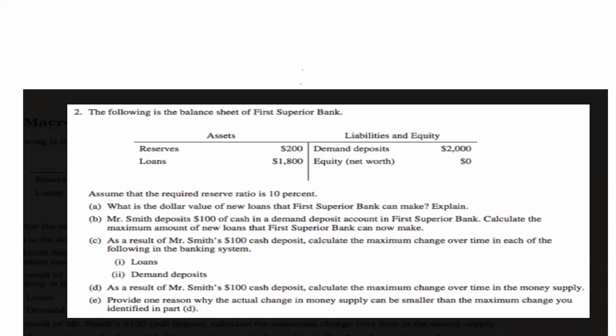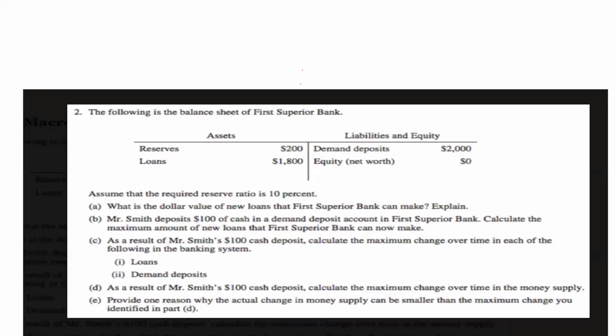Mr. Smith deposits $100 of cash in a demand deposit account in First Superior Bank. Calculate the maximum amount of new loans that First Superior can now make. All right, Sam, he deposits $100. How much of that 100 has to be kept in required reserves? $10. You're right. That gives me $90. 100 minus 10. I now have $90 that I could loan out. That is excess. I could loan out the $90.